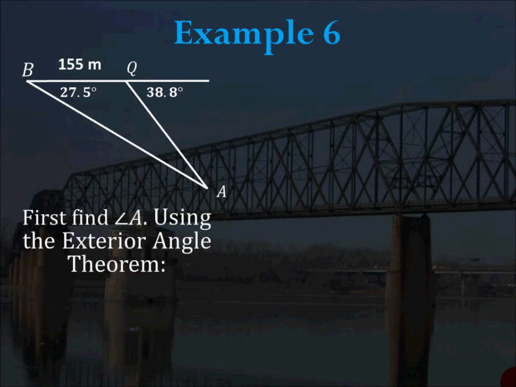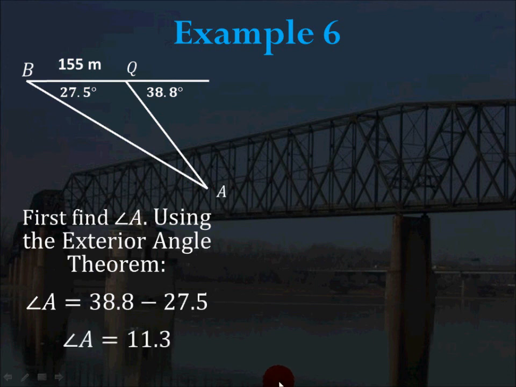Alright, there's our picture. First, we need to find angle A, and we can do that using the exterior angle theorem. If you do not remember your geometry, you'll remember that the exterior angle of a given angle is equal to the sum of the two other angles. So, 38.8 is equal to 27.5 degrees plus angle A. So angle A is 11.3 degrees.